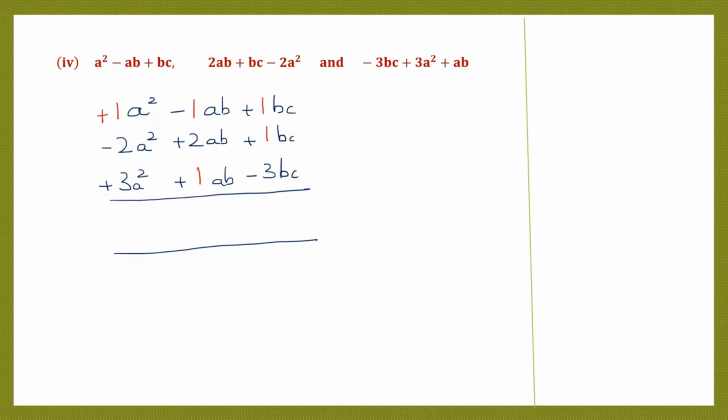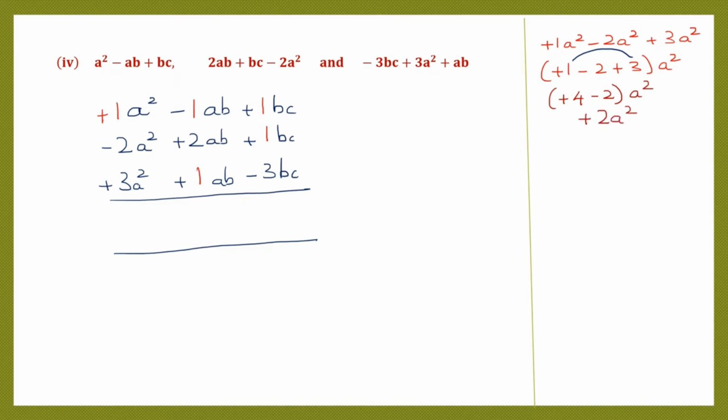Now let's work out a square. So plus 1a square minus 2a square plus 3a square. Now take the numbers, plus 1 minus 2 plus 3 a square. Let's add up the numbers with a plus sign. So that will be plus 4 minus 2a square. Here signs are different, so put the sign of the bigger number and subtract. 4 minus 2 is 2a square. So that is plus 2a square.